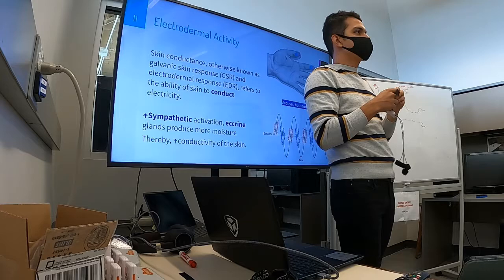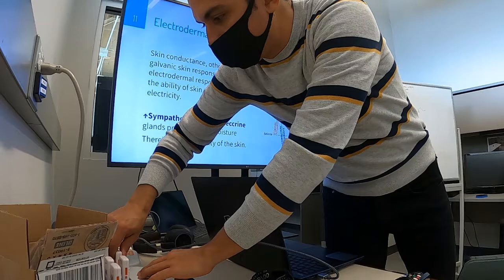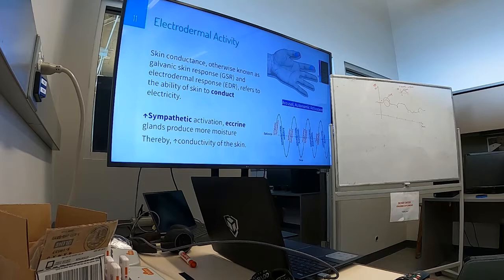So the Shimmer devices are mostly small units, for those that are probably not very familiar with them. We have two types of Shimmer devices. There's one that is basically a small IMU, and you will see over here it says IMU. And the other one says EXG.